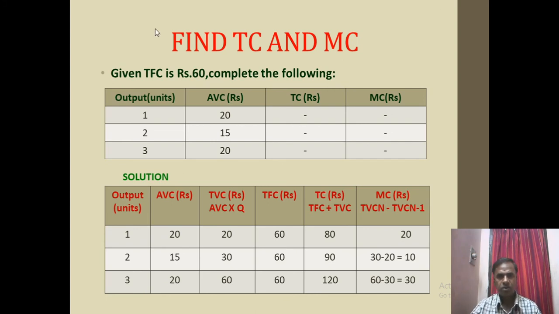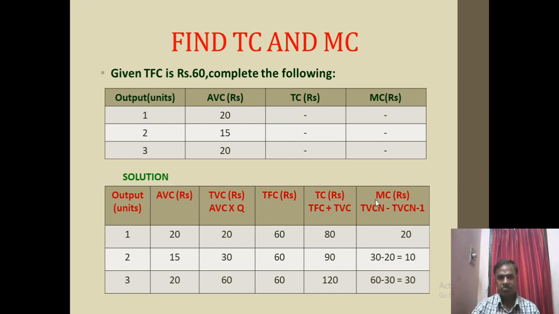Now, to find TC, we need TFC and TVC. To find MC, we need TVC. Now, find TVC: AVC into output, TVC. 20 into 1, 20. 15 into 2, 30. 20 into 3, 60. TFC is given. TC is the sum of TVC plus TFC.